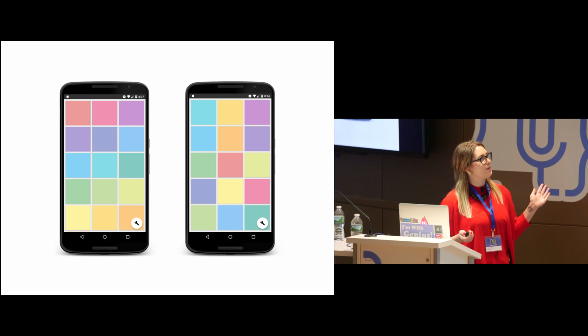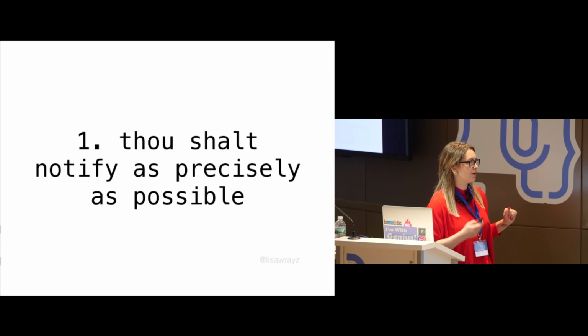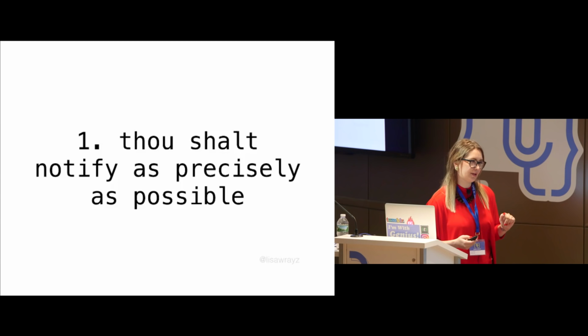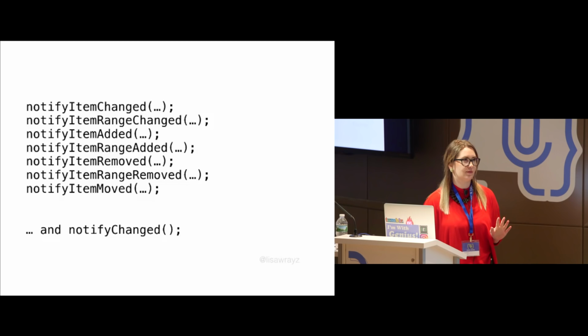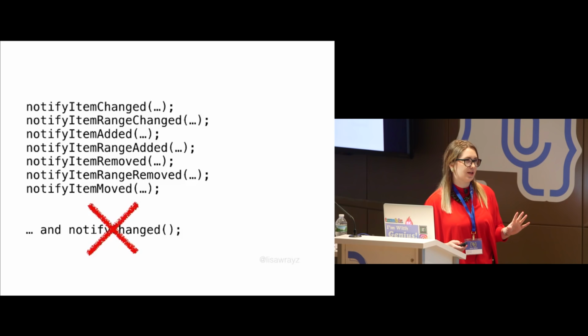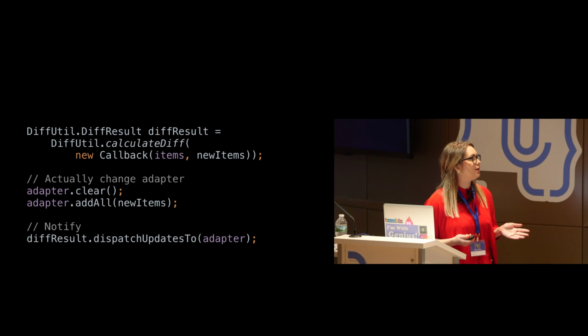The problem is with recycler view, if you don't know what has changed, you're pretty much breaking the single commandment of recycler view, which is that you should notify as precisely as possible and not just blow away your whole data set. That's why we have all of these nice individual precise notification methods to call. And there is a notify change, but if possible, you should avoid using it. So diffutil helps you take when you genuinely have two lists and might not know in advance what the change was, and it generates them for you. And it's just a couple lines of code.